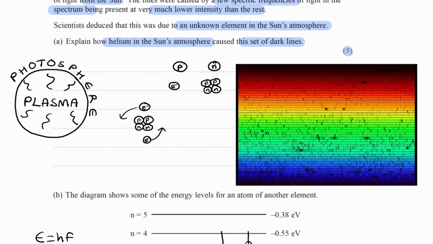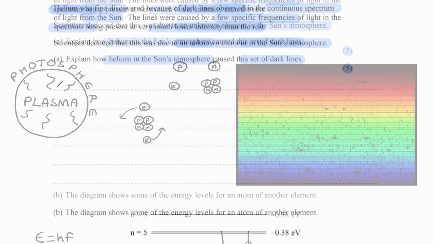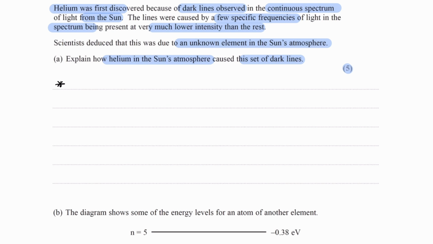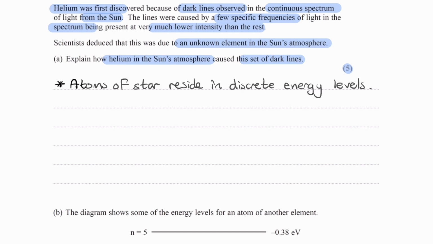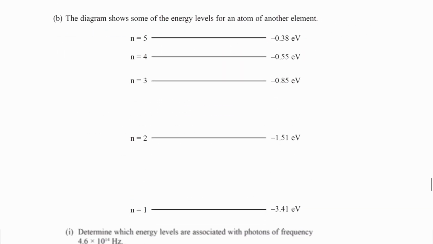Okay, so how can we summarize this for 5 marks? First point, the atoms of a star reside in discrete energy levels, and photons which have energies equal to the difference between energy levels in atoms are absorbed. So just going back to the diagram, a photon that has an energy equal to the difference between these two levels, so a 1.9 eV photon, can be absorbed.